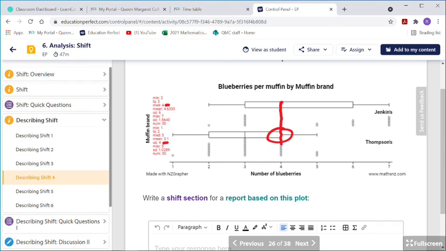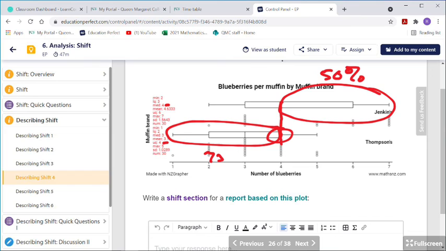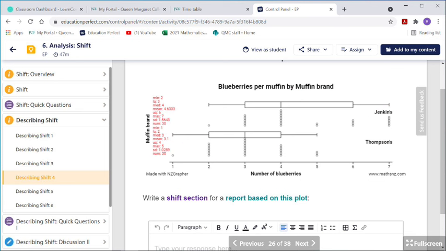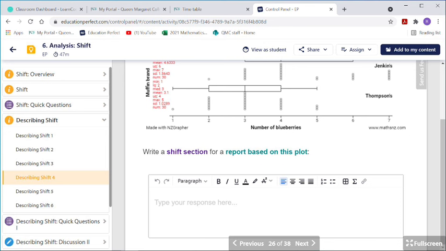But remember, these are boundaries. So that still tells you that this is 50% of the data, and this stuff is 75% of the data. So in this case, 50% of the Jenkins data is bigger than 75% of the Thompson's data. So even if they're the same boundary point, the amount of data is still going to be the same. So even if the boundary is the same.